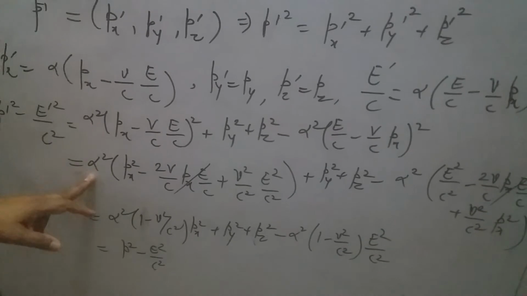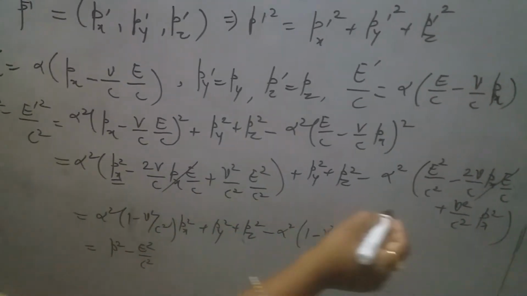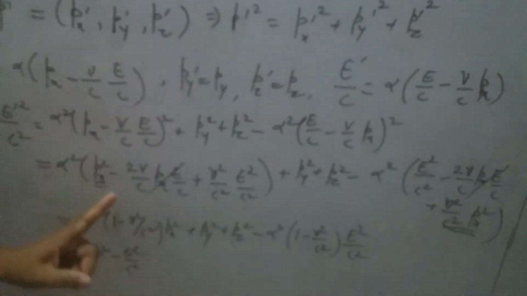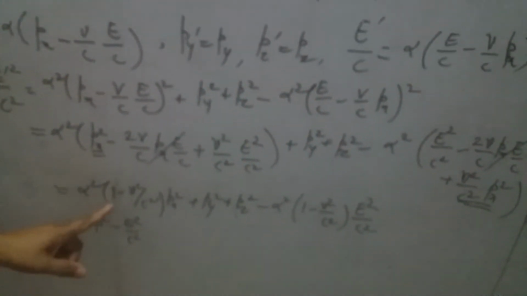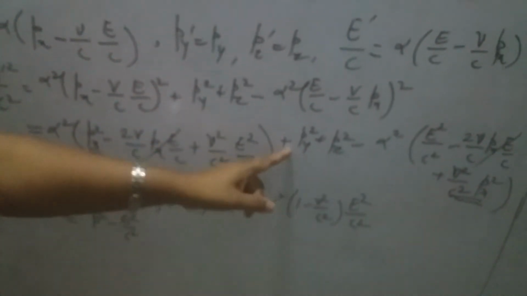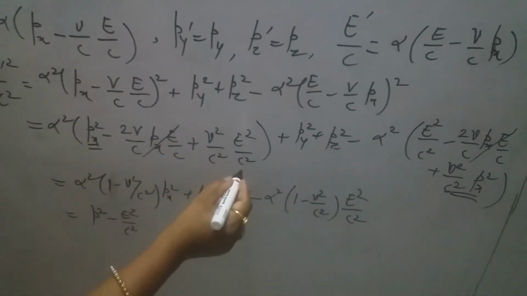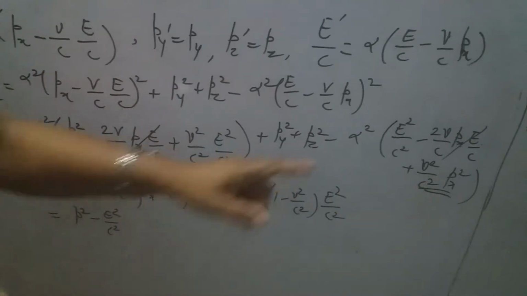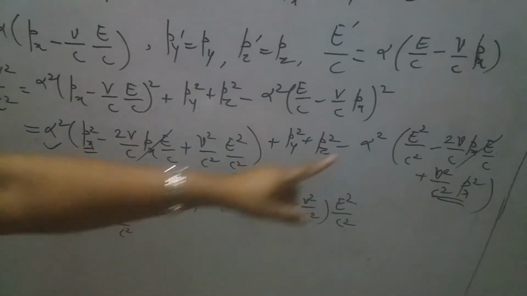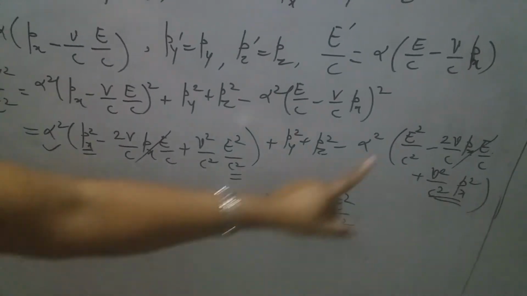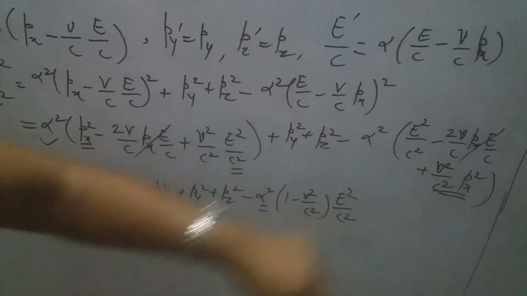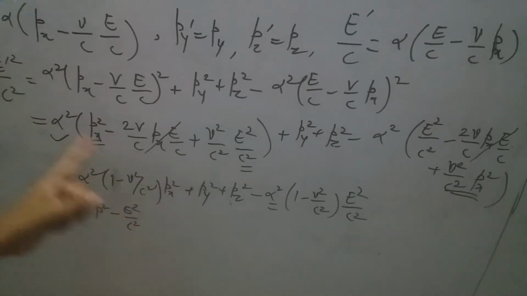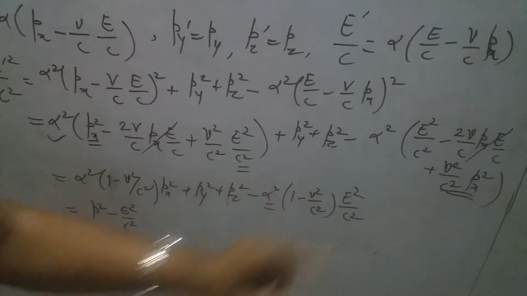So we will get alpha square common. If I take alpha square common for this, these are the terms. Alpha square is taken common, px square is also common, so it is 1. Here it is minus v square by c square. So it is alpha square into 1 minus v square by c square into px square plus py square plus pz square as it is. Similarly, we will take out common alpha square into e square by c square, with a minus sign. So no term will be left, that is 1 will be here, minus p square by c square into e square by c square.